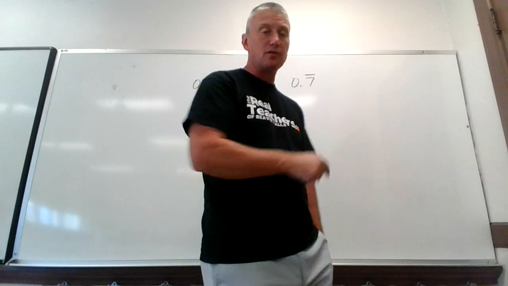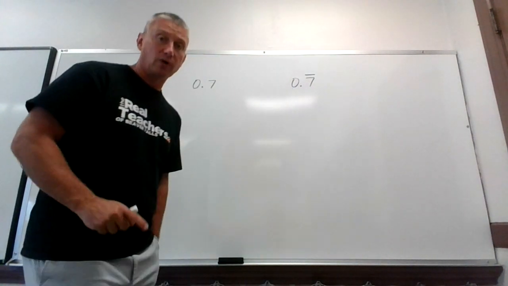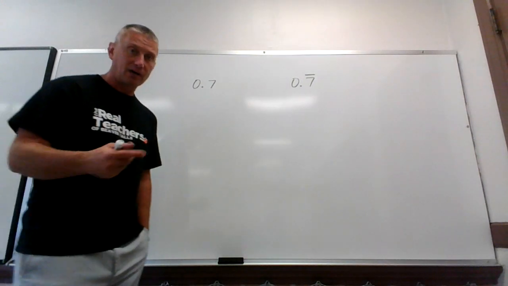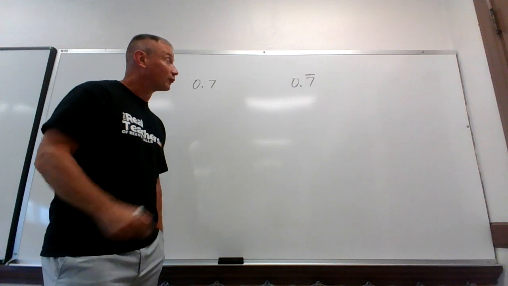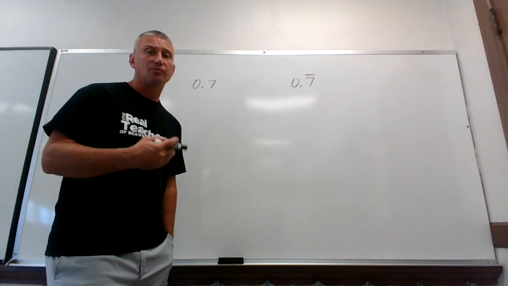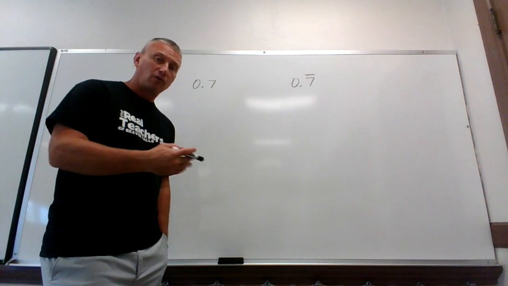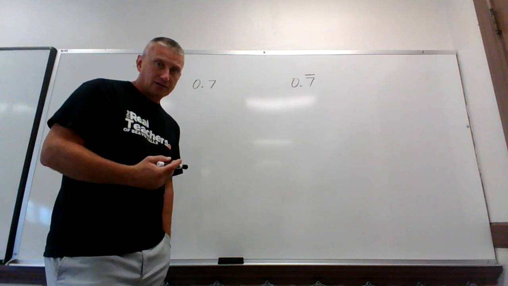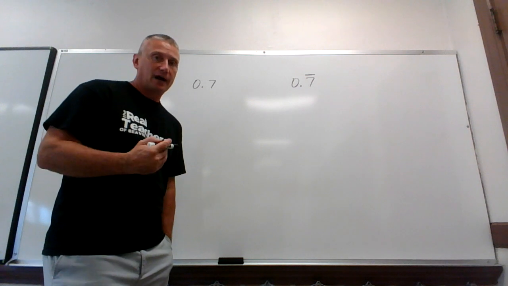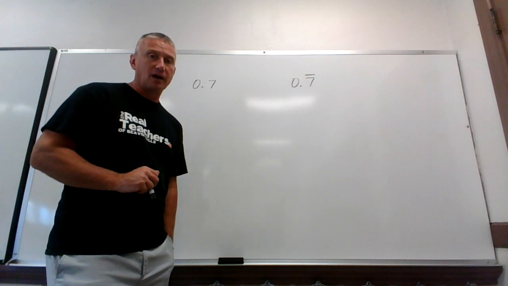Okay, on the board here, you can see that I have two decimals. I have one decimal, 0.7, which is terminating, which means it stops, which is what we learned. And I've got another one, 0.7 repeating, which is a repeating decimal. So our goal here for today is how do we change these into a fraction? What is the equivalent fraction to the vocabulary words that we talked about?